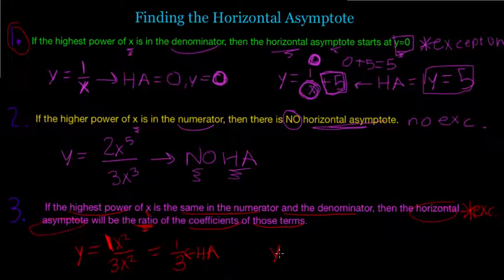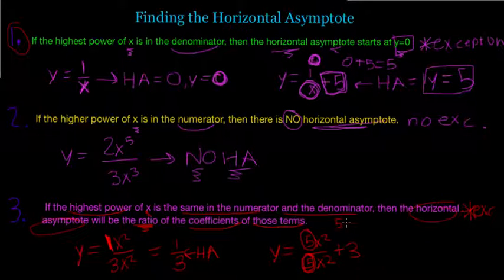So, if your equation is 5x squared over 5x squared plus 3, we know that the coefficients are the 5s, the 5 in the numerator and the denominator. So if we divide 5 by 5, we get 1. Now, just like we did here, we're going to have to add the 1 to the 3.